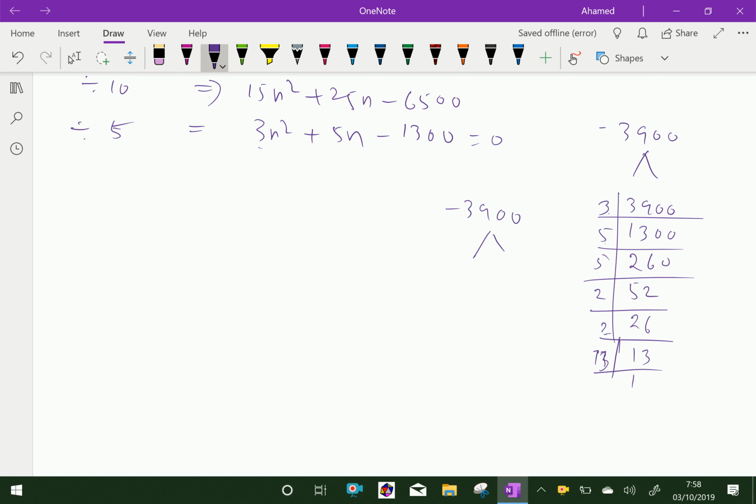From these prime factors, we get the factors minus 60 and plus 65. The multiplication of minus 60 into 65 is minus 3900, and the addition, minus 60 plus 65, is 5, the middle term. Therefore 3N square, instead of the middle term we write minus 60N plus 65N, minus 1,300 equals 0. Then take 3N common from the first two terms and 65 common from the others.